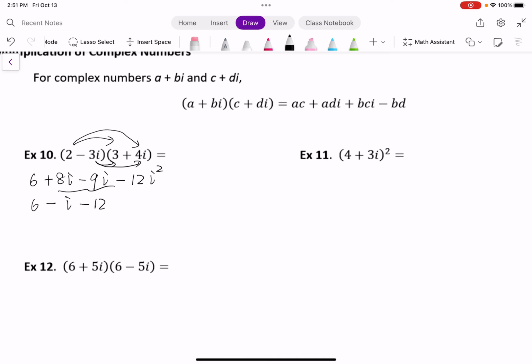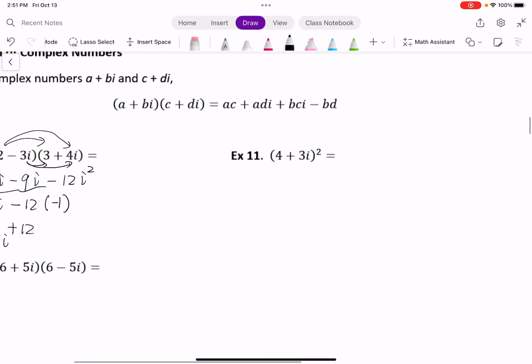So what is i squared? Negative 1. So put the value of negative 1 in it. So we have 6 plus i plus 12. Then we're having 18 plus i. Okay, this is why I'm having a plus sign. This is minus. Do not change the sign. This is minus. This must be minus.